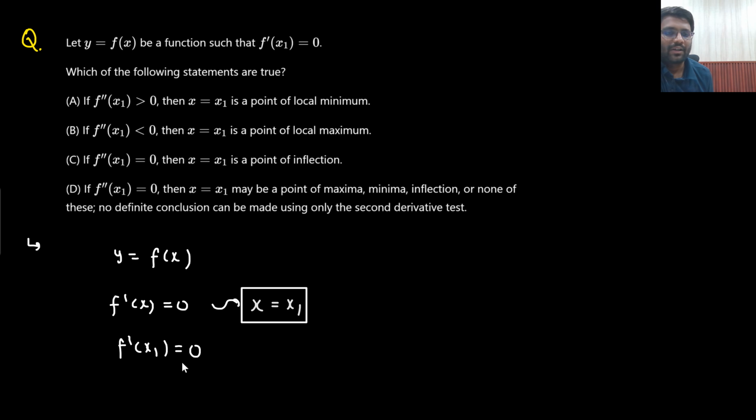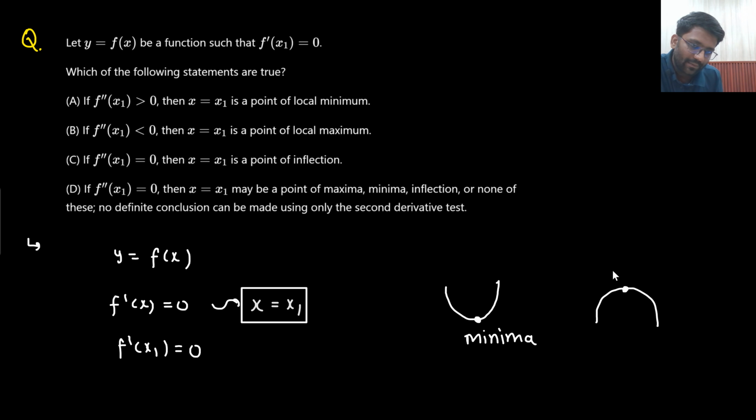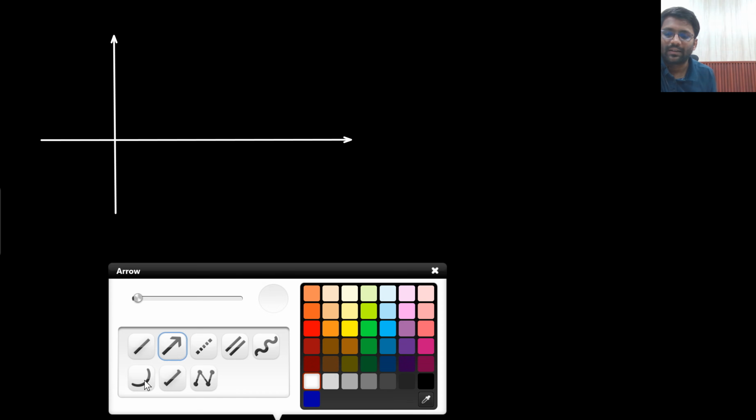Now which of the following statements are true? If f double dash x is greater than 0, then x equals to x1 will be a point of local minima. What is local minima and what is local maxima? Sir, this is the point of local minima, and this is the point of local maxima. Is that clear to you? So let's talk about local minima. What do you mean by local minima? If x equals to x1 is local minima, they are saying it.